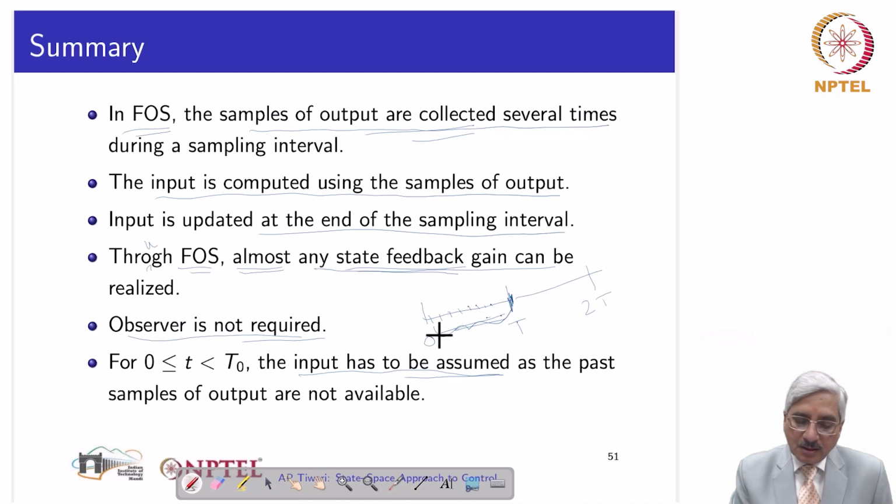Similarly, in the first sampling interval, the system input has to be assumed, or it can be assumed 0, so that the system will behave autonomously in this period. That should be tolerable. Then this controller can realize any state feedback, and an observer will not be required. So in that way it is simpler.